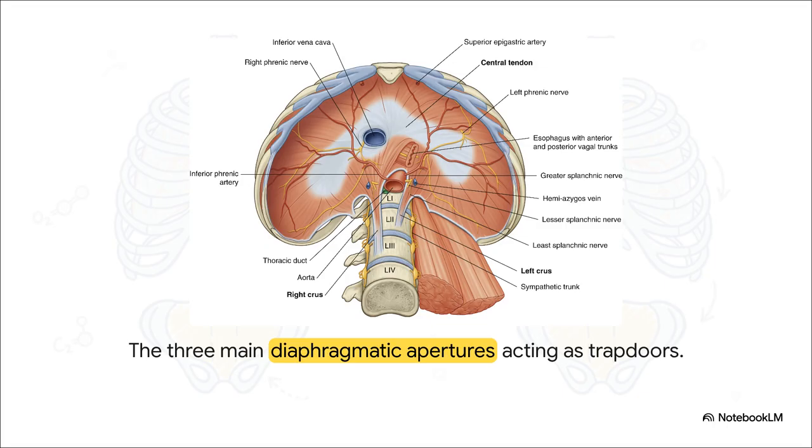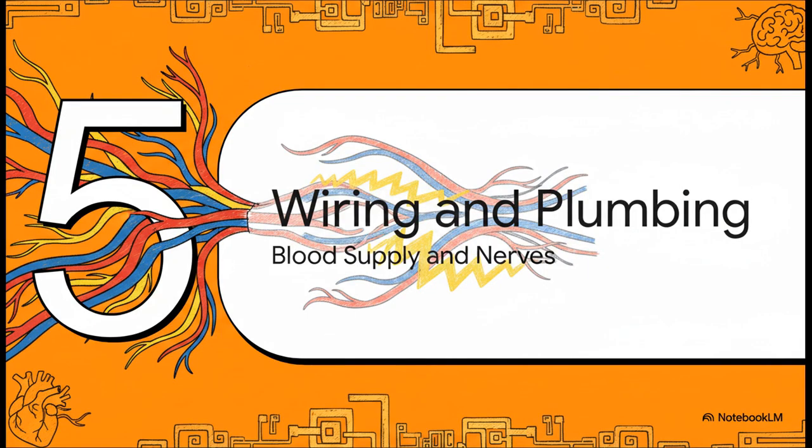You've got the vena cava foramen at the level of the T8 vertebra for the inferior vena cava. Then there's the esophageal hiatus at T10. And finally, the aortic hiatus at T12, allowing the massive aorta to descend safely into the abdomen. It's just brilliant plumbing. And speaking of plumbing, let's hit section 5, wiring and plumbing, blood supply and nerves.